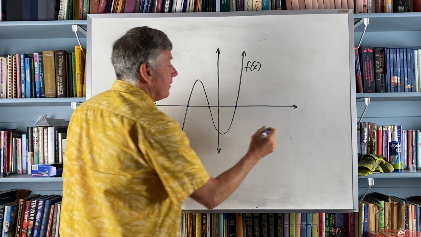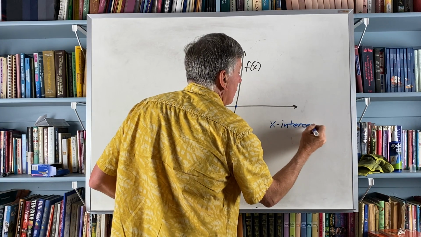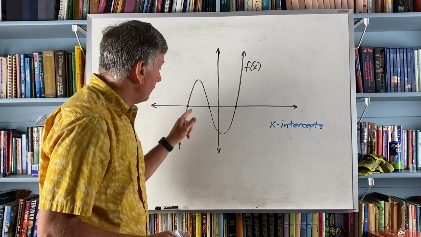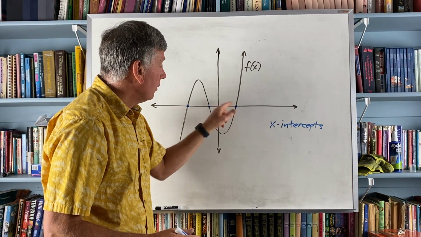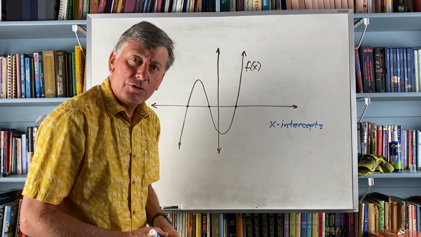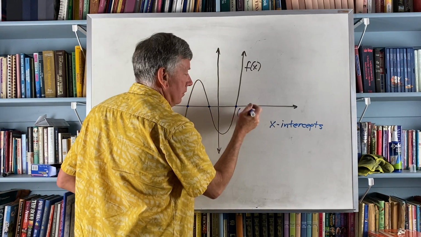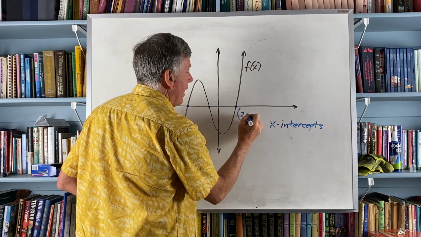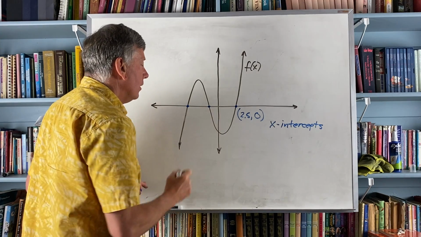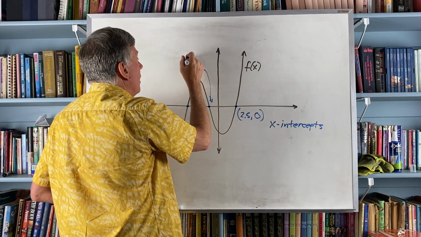Those are called the x-intercepts. And what we know about the x-intercepts is that at every point here, we have different x values, but we have only a single y value possible, and that y value is 0. So at every point here, let's say this is 2.5 in the x coordinate, but the y coordinate is going to be 0.